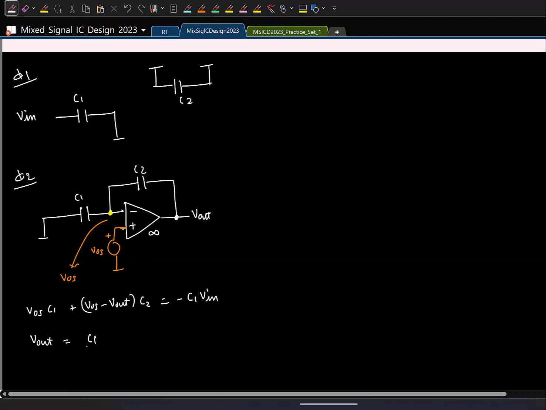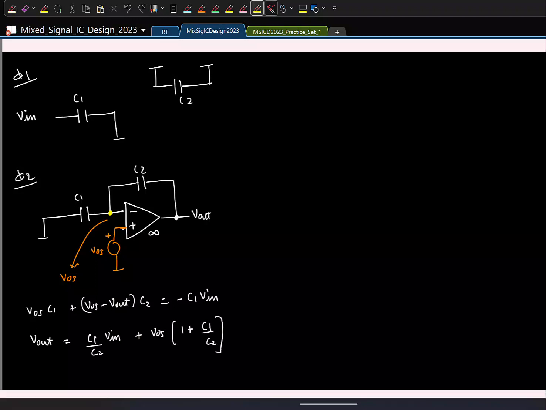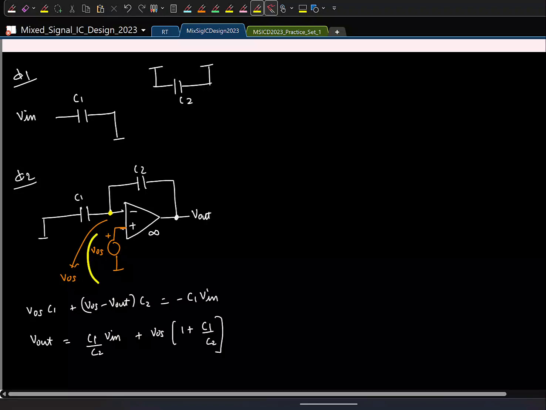Vout is C1 by C2 Vin plus V offset times 1 plus C1 by C2. This algebra should also logically make sense, because VOS is applied at the non-inverting terminal. Loosely speaking, it sees a non-inverting amplifier gain. That's why we have this step.